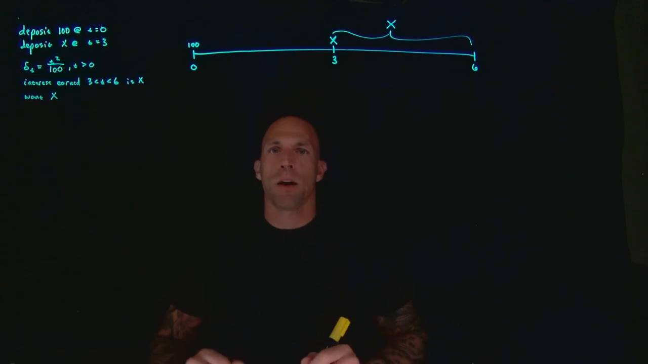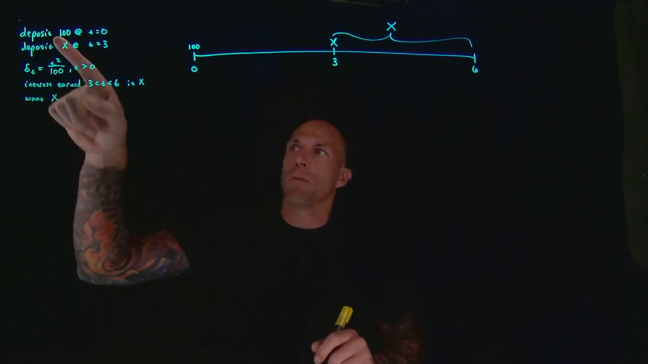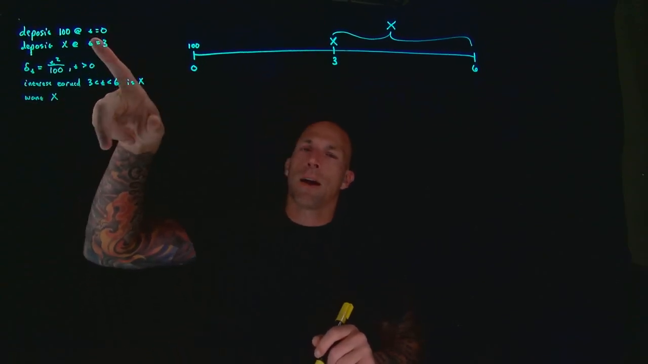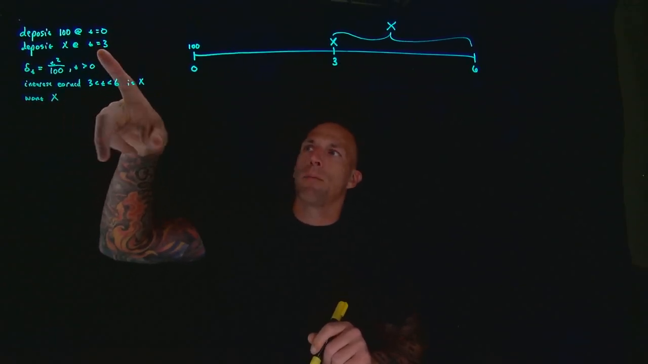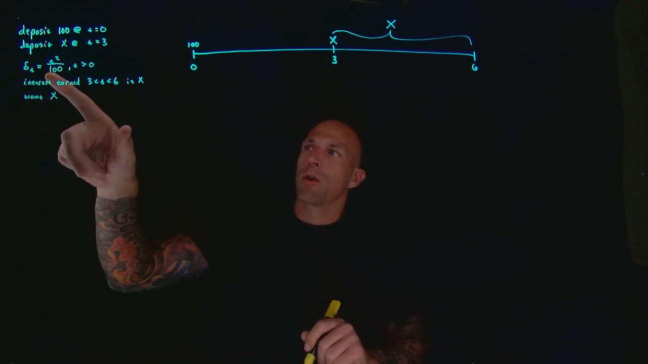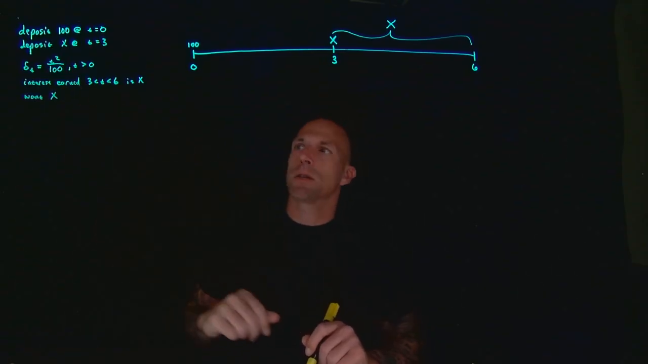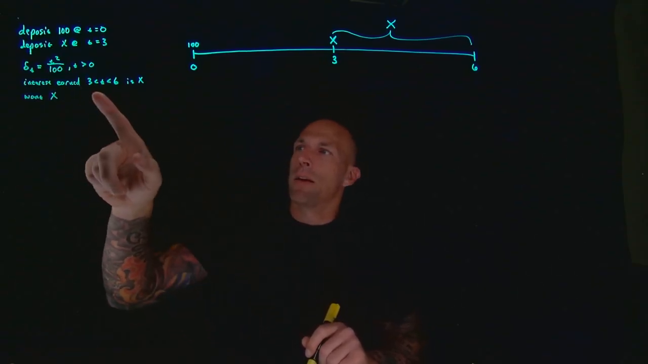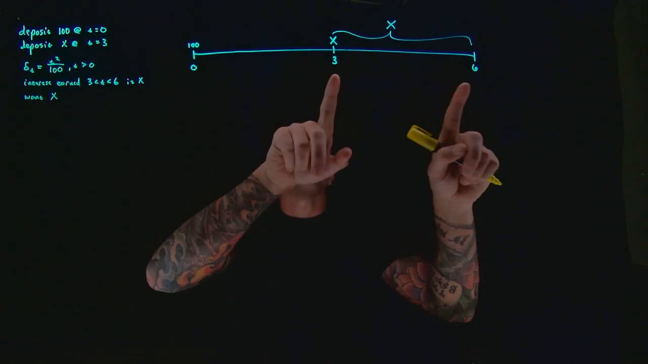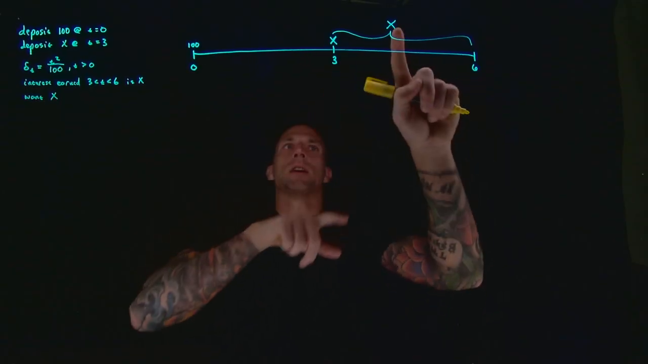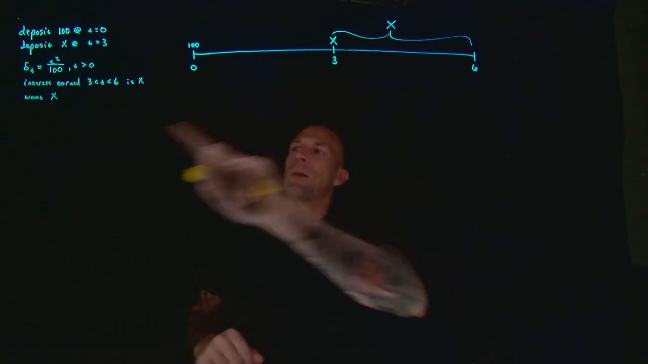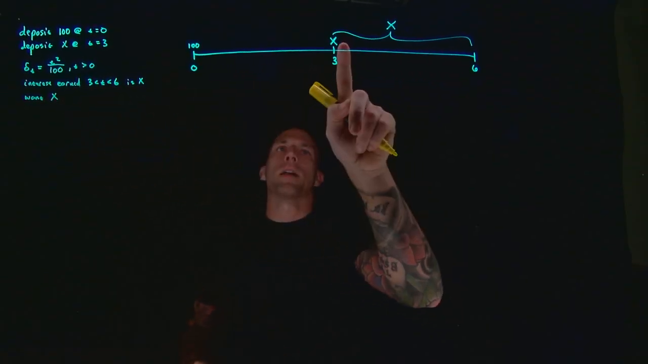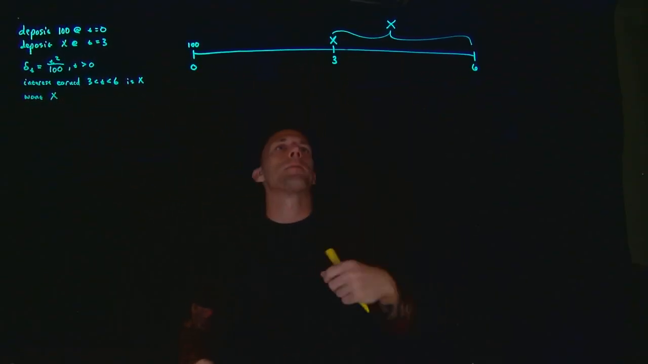This is problem 10. We've got a deposit of 100 made at time equals 0, a deposit of x made at time equals 3. We're going to accumulate with this force of interest, and the interest earned between time 3 and time 6 is the same as the deposit that was made at time 3, and we want to know the value of that deposit or that interest earned.